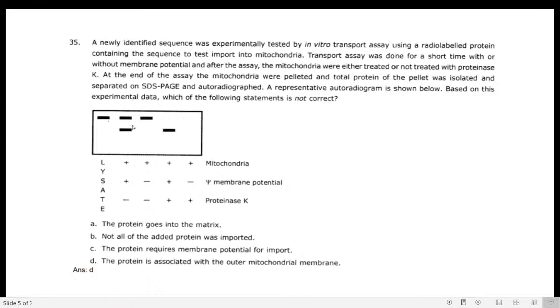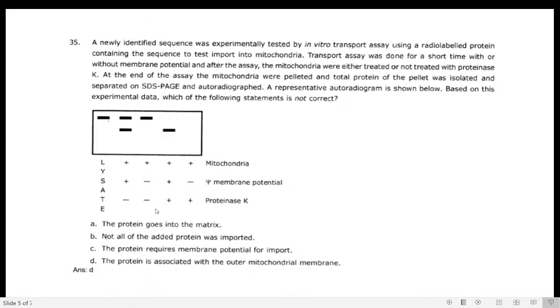Okay, the samples are loaded, and the digested samples are separated by SDS-PAGE. These separated SDS-PAGE gels show the values. So D is the answer: the protein associated with the outer mitochondrial membrane. How do they mention the outer mitochondrial membrane? If the membrane potential is plus or minus, that means it is in active mode; one is active, another is inactive. Here you can see this band.